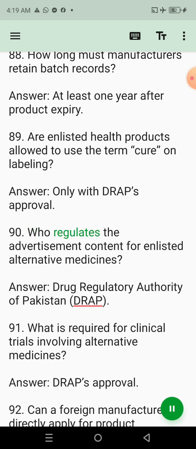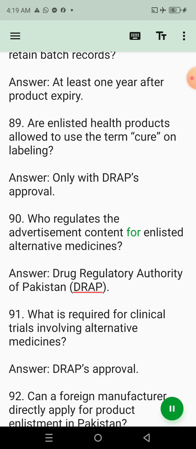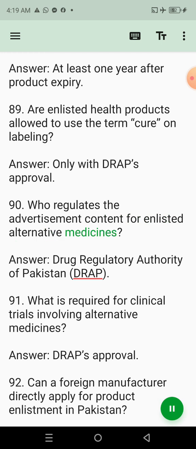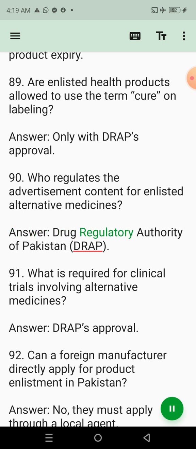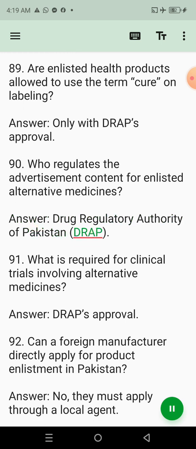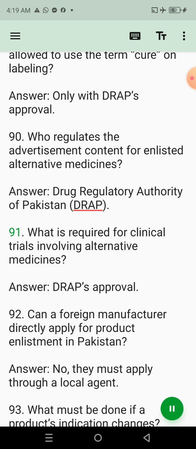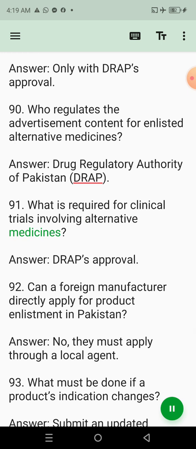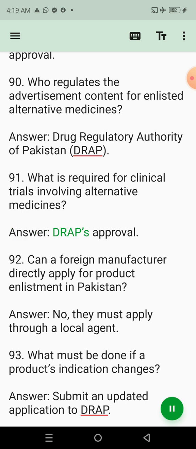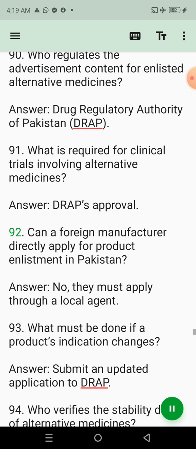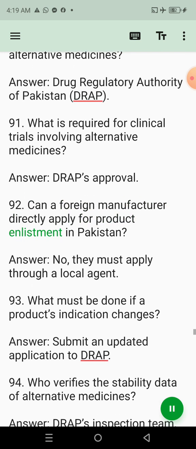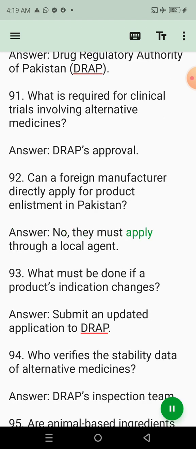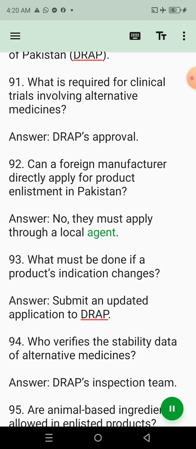90. Who regulates the advertisement content for enlisted alternative medicines? Answer: Drug Regulatory Authority of Pakistan, DRAP. 91. What is required for clinical trials involving alternative medicines? Answer: DRAP's approval. 92. Can a foreign manufacturer directly apply for product enlistment in Pakistan? Answer: No, they must apply through a local agent.